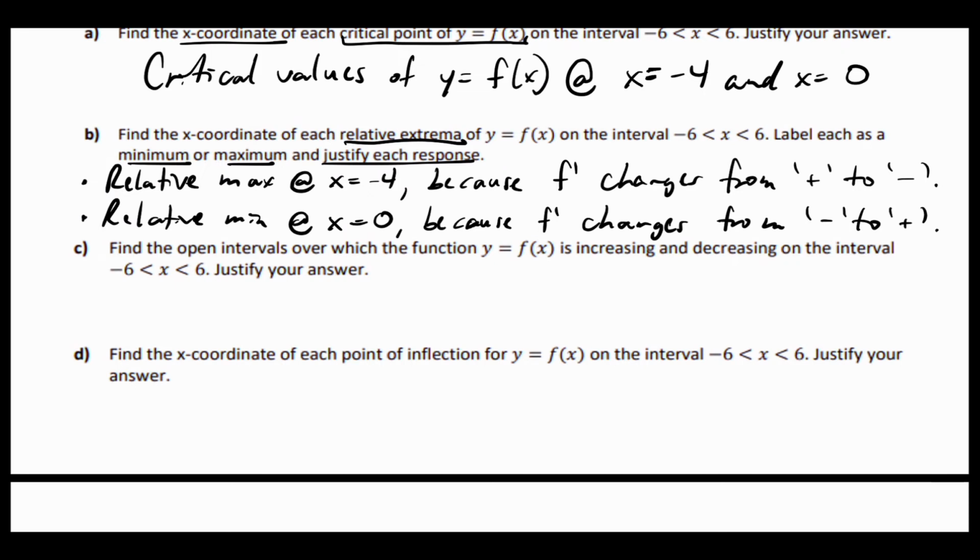When f prime is positive, f is increasing. When f prime is negative, f is decreasing. And when f prime is 0, it's not increasing or decreasing. It's got a horizontal, it's got slope of 0. Okay? So now let's go look at the graph.